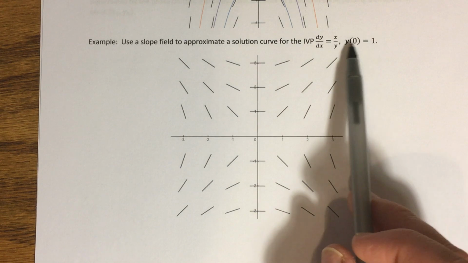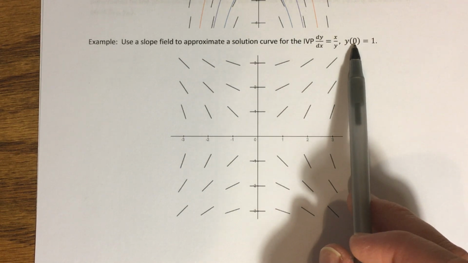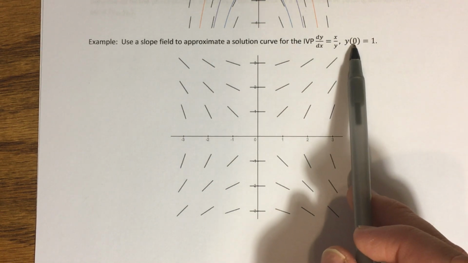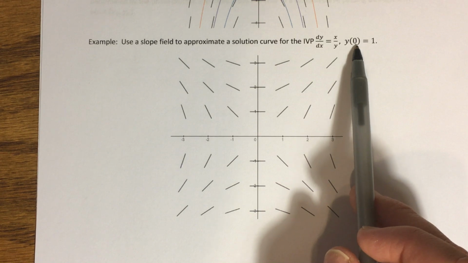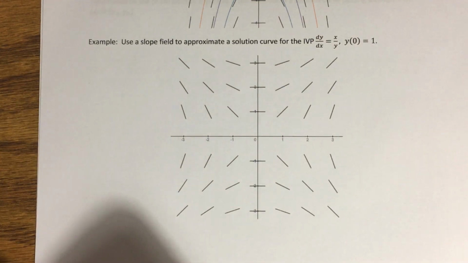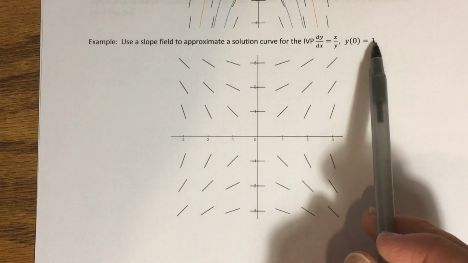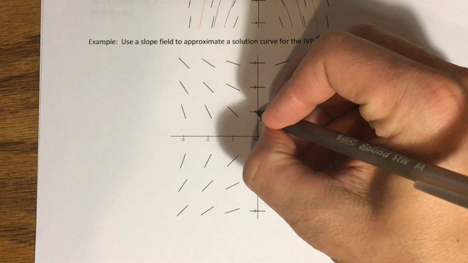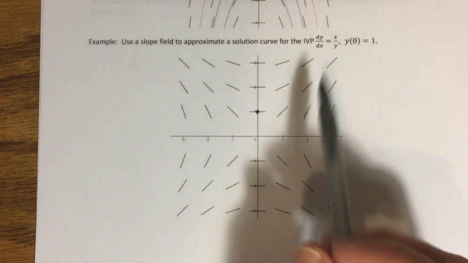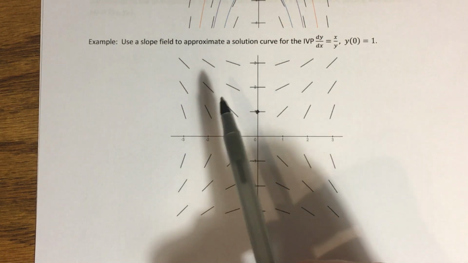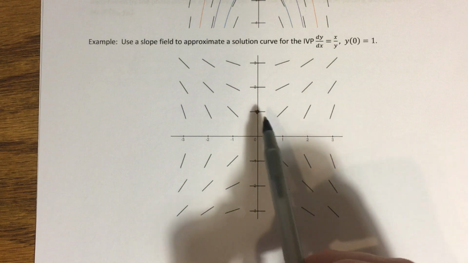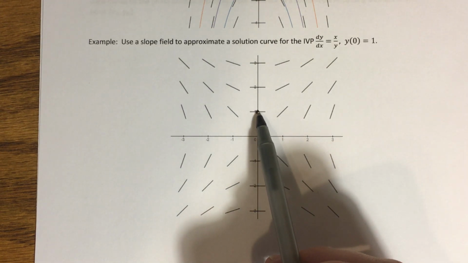equals 1. Now the point of being given this initial condition is to provide us with an actual point that will be on our solution curve. This corresponds to the point 0, 1, which would be right here. Okay, so the solution to this IVP, at the very least, we know will have this point on it.